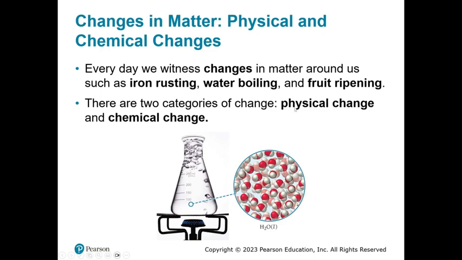So, chemical and physical changes. If I'm boiling water, this is a physical change. There is no chemical change occurring here. However, if I pour this water onto the metal and it starts to rust, that would be a chemical change.